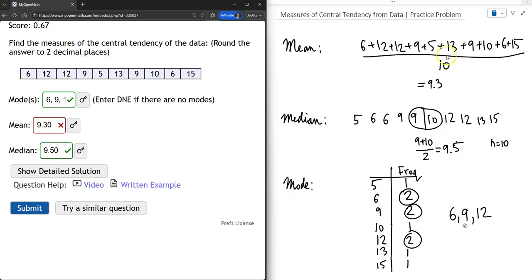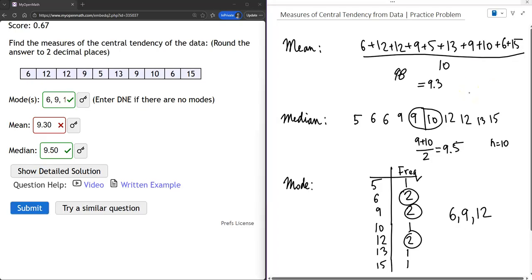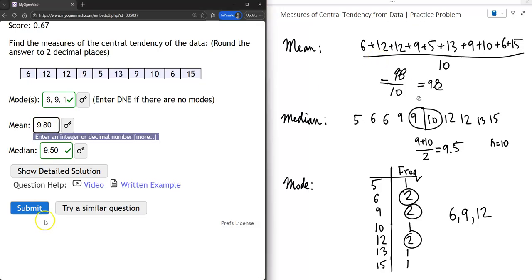Okay, let's add this again. 6 plus 12, 18, 18 plus 12, 30, 39, 44, 57, 66, 76, 83, 98. Huh. So looks like it's 98 over 10 after all, and this will be 9.8. Let's see if that's correct.